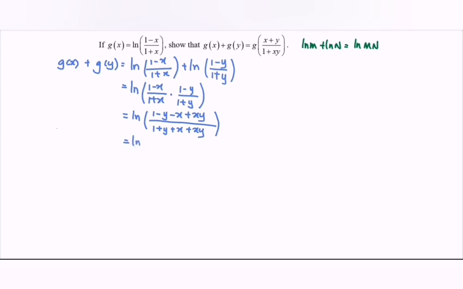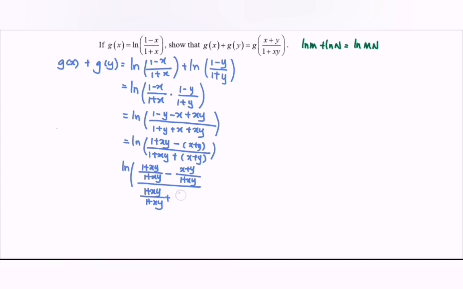So kindly rearrange the situation. We have ln, so notice that we have (1 plus xy minus (x plus y)) over (1 plus xy plus (x plus y)). So kindly simplify the situation. We have ln of ((1 plus xy) divided by (1 plus xy) minus (x plus y) over (1 plus xy)) over ((1 plus xy) over (1 plus xy) plus (x plus y) over (1 plus xy)). So kindly simplify, we have ln of (1 minus (x plus y) over (1 plus xy)) over (1 plus (x plus y) over (1 plus xy)). So that is the situation for g(x) plus g(y).